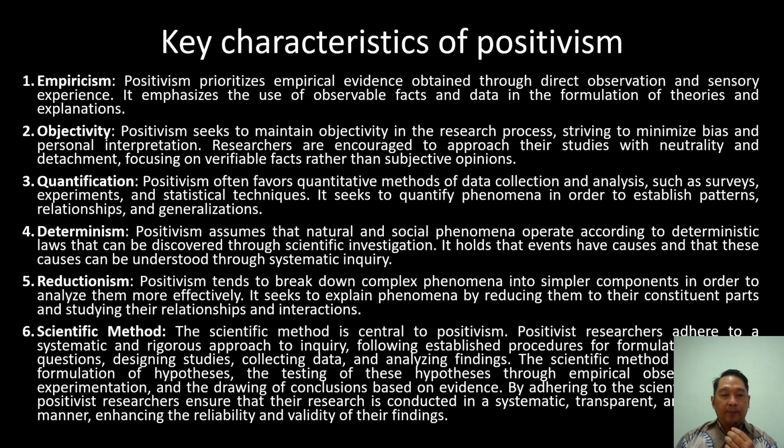The third is quantification. Positivism often favors quantitative methods of data collection and analysis, such as surveys, experiments, and statistical techniques. Fourth, determinism. Positivism assumes that natural and social phenomena operate according to deterministic laws that can be discovered through scientific investigation. The fifth, reductionism. Positivism tends to break down complex phenomena into simpler components in order to analyze them more effectively.